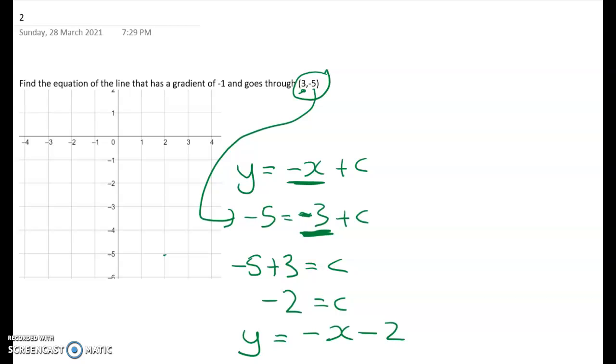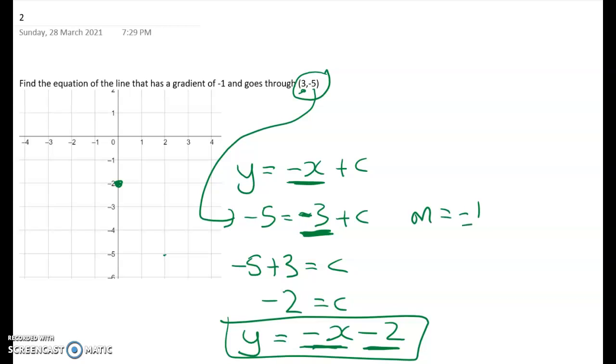Now let's see if that makes sense. If I draw this line, we can start by putting on the y-intercept at -2, and then if m is -1, that means out 1 and down 1. So out 1, down 1, out 1, down 1, out 1, down 1. And look, we get to this point here, which is (3, -5).